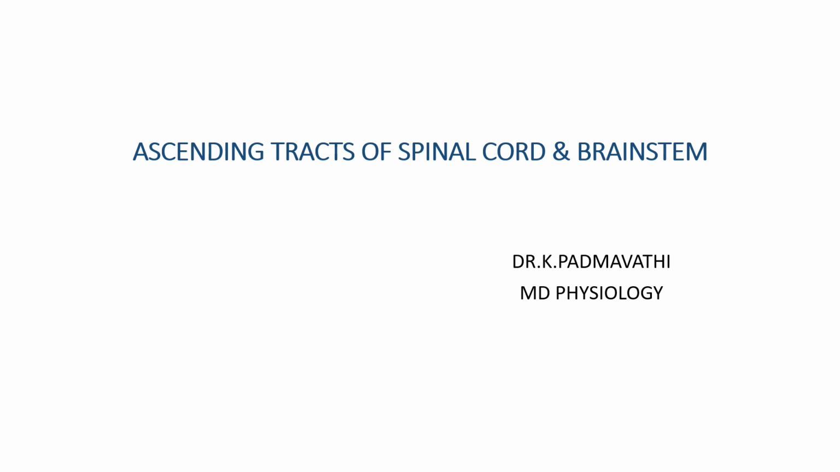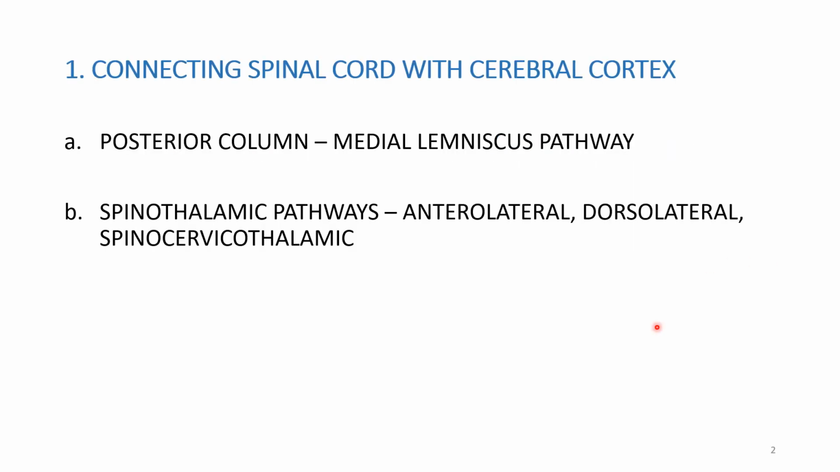Hi students, today we will learn about the ascending tracts of spinal cord and brainstem. So in this category, the first one is the fibers connecting the spinal cord with the cerebral cortex. We have two pathways. The first one is the posterior column medial lemniscus pathway and second one is the spinothalamic pathways, which again has anterolateral, dorsolateral and spinocervicothalamic pathways.